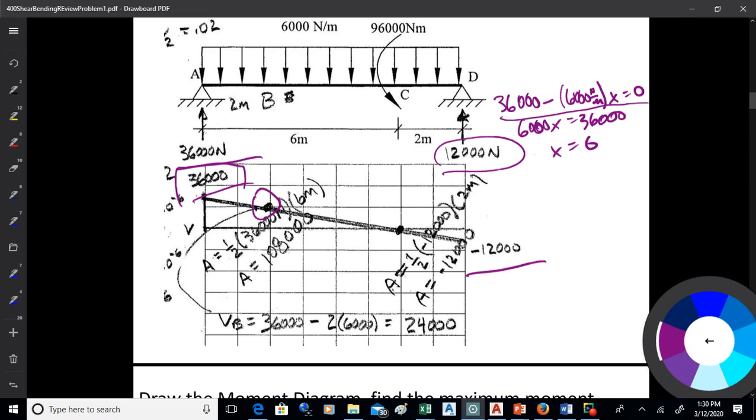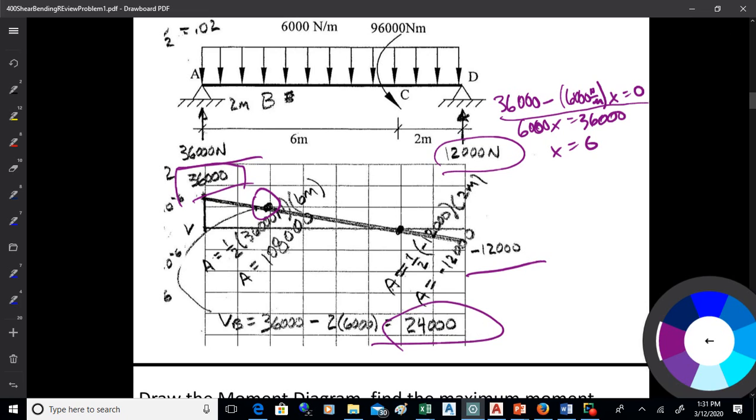Okay. So we've got the basic shape of the shear, and the particular value is that the shear at point B is 24,000. Because I'm at 36,000, I'm dropping by the slope, which is the value of the loading diagram there. So I'm dropping by 6,000 newtons per meter over 2 meters, so I'm down to 24,000 at B. That's the value I'll use for the shear at B. That's V, is what that is.